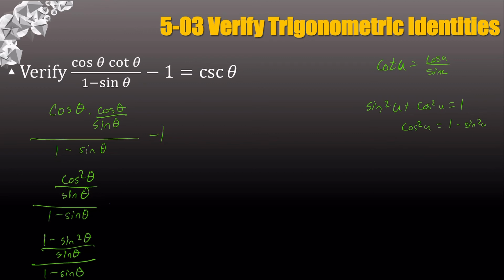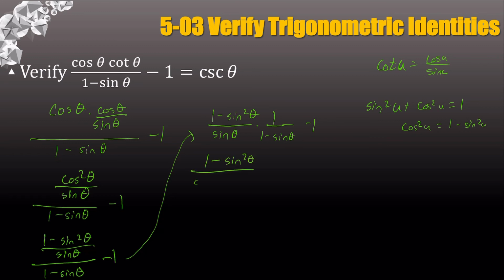So on the top, I could change that to 1 minus sine squared over sine, over 1 minus sine. Oh, I've forgotten this minus 1 all the way down. So minus 1 there. Okay. Well, let's simplify this fraction. So 1 minus sine squared over sine, and then it's divided by 1 minus sine. So that would be times 1 over 1 minus sine. So on the top, I have 1 minus sine squared. The bottom, I have sine times 1 minus sine, minus 1.